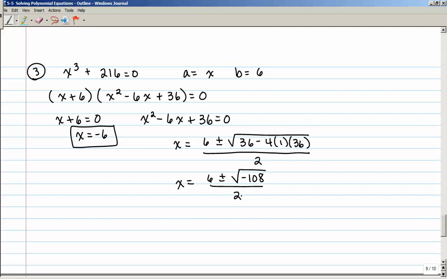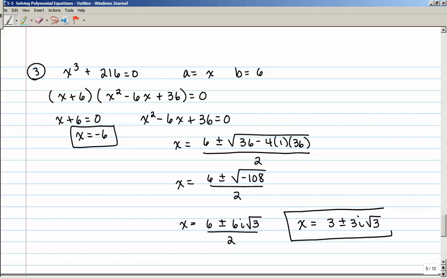over 2, and that will simplify into 6 plus or minus 6i square root of 3 over 2. And then simplifying that a little bit further, doing a little canceling, x equals 3 plus or minus 3i square root of 3.